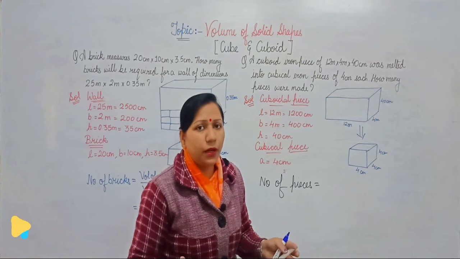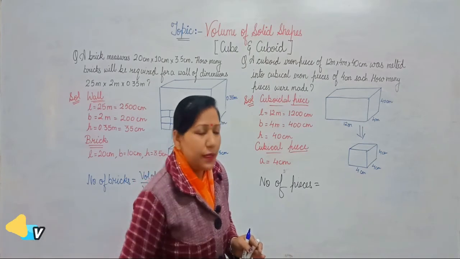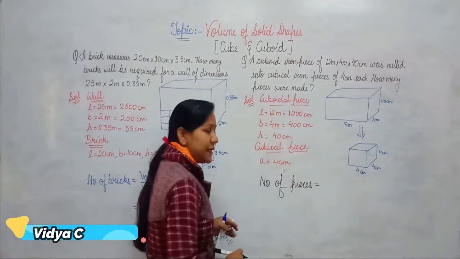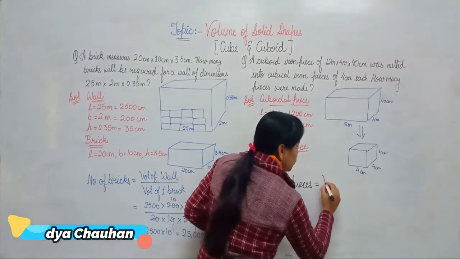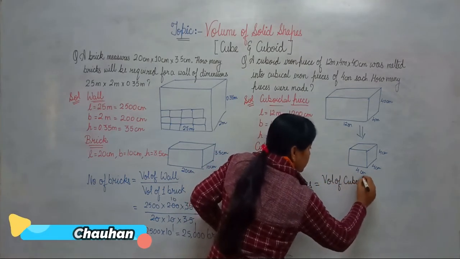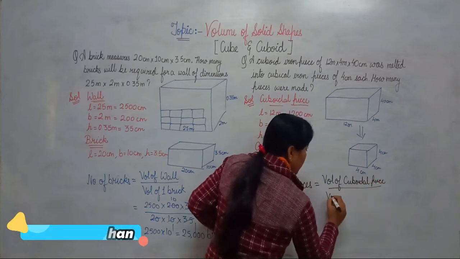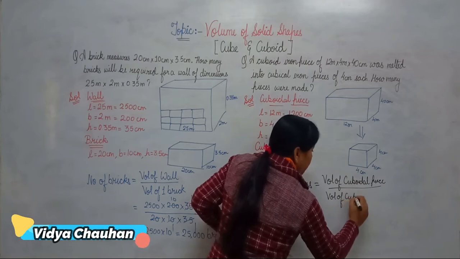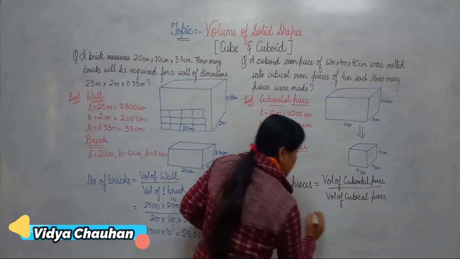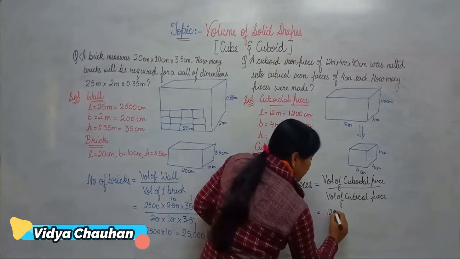We are not using some other kind of metal, or getting the iron from other things. So we are directly converting this amount of iron into the cubical pieces. So number of pieces will be equal to the volume of the cuboidal piece divided by the volume of the cubical piece. Understood students?